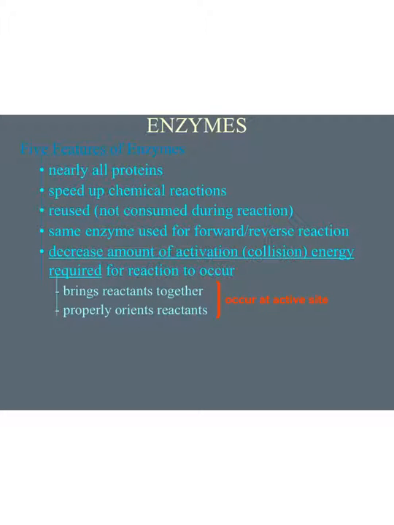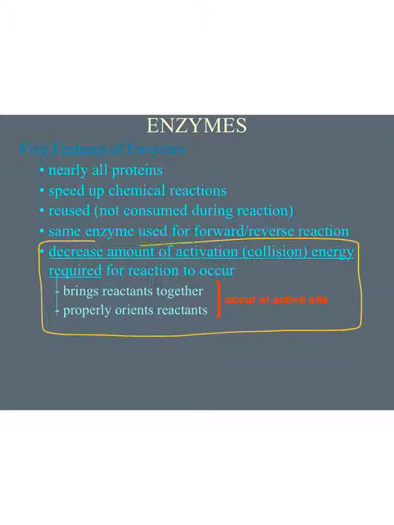The other thing we know about enzymes is the way that they work is they decrease something called activation energy or collision energy, which allows a reaction to occur. I'm going to show you a picture of this in a second. But the way that they do this is they bring the reactants together and they orient those reactants in such a way that they can react and be converted to products.